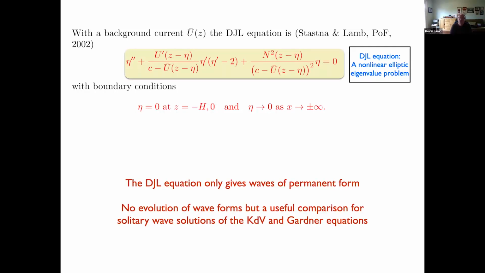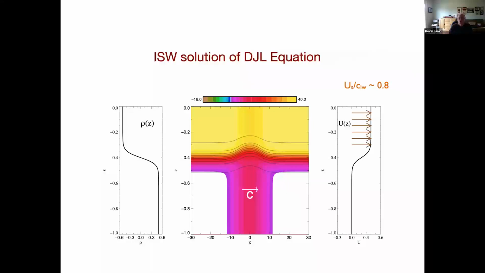So the DJL equation only gives waves of permanent form, so no evolution of waveforms, but it is a useful comparison for solitary wave solutions of the KdV and the Gardner equations, and has been used to model observed waves in the ocean. So here's an example of an internal solitary wave solution of the DJL equation.